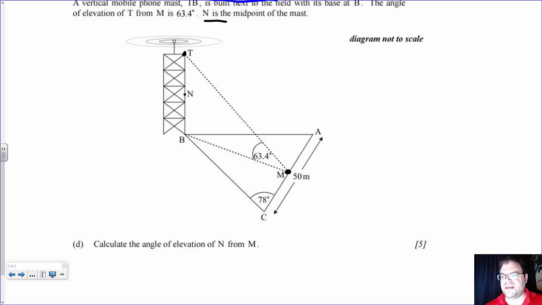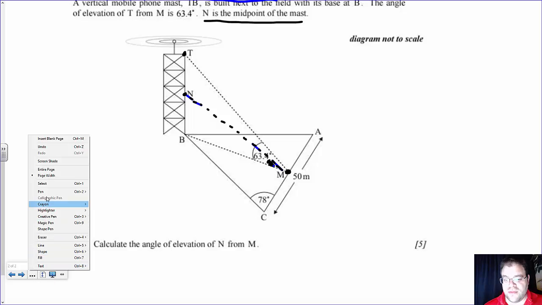So what they're going to tell me then is N is the midpoint of the mast. So it's right here in the middle, N. And what they're going to ask me for is to find the angle of elevation here if I'm looking only at a halfway point. So I want this angle. Now, it's logical to assume that because this is the midpoint, this angle should be bisected, and this should be exactly 1/2 of what I'm expecting it to be. But again, I'm not going to assume that. Let's say I'm not sure what's going on.